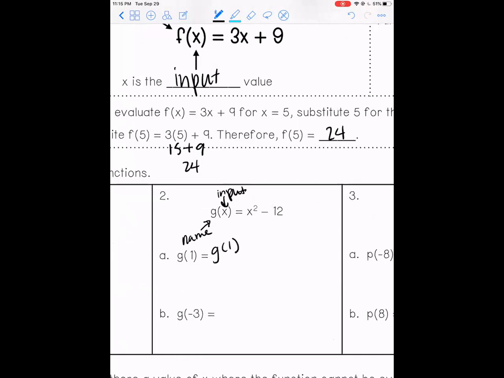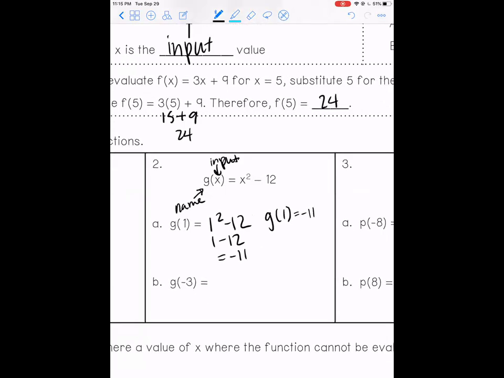g of 1, well, I guess I don't have to rewrite that since it's written right there, equals 1 squared minus 12. 1 times 1 is 1, minus 12 would equal negative 11. So g of 1 equals negative 11.